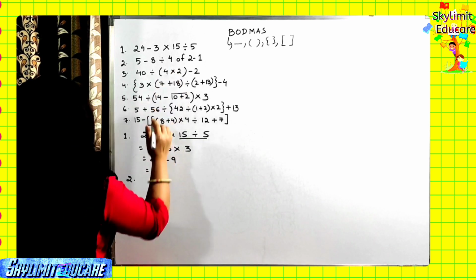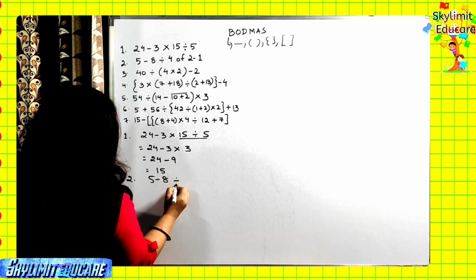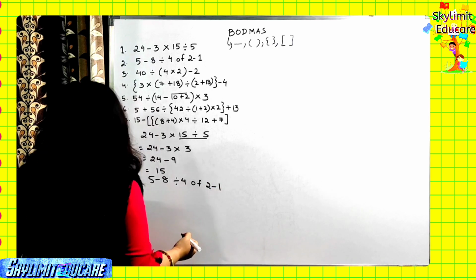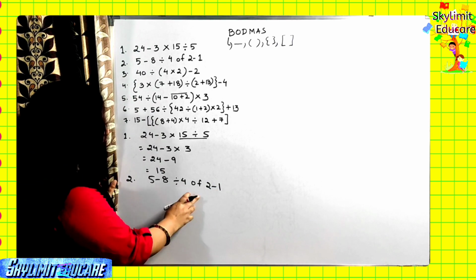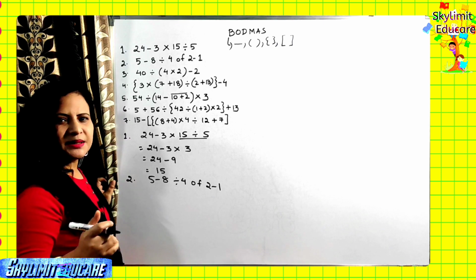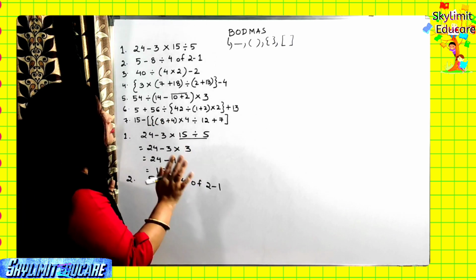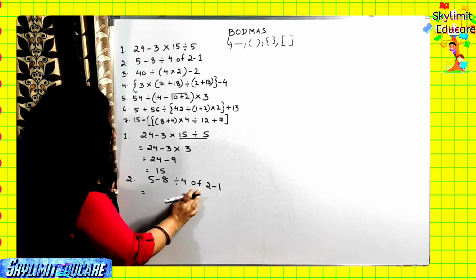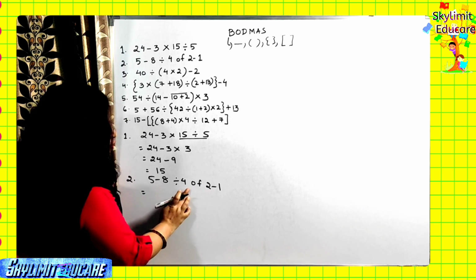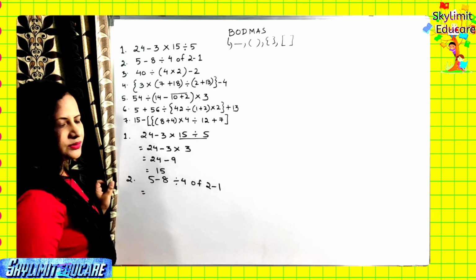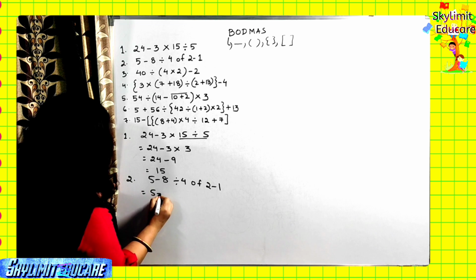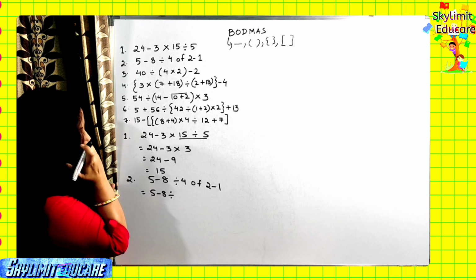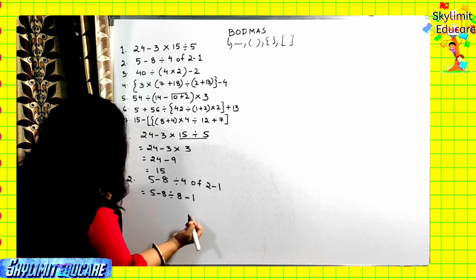5 minus 8 divided by 4 of 2 minus 1, right? Here you have, along with the other operations, you have of. So of is nothing but multiplication, but then of should be solved first, right? So let's come to of directly. So of is in between 4 and 2. So first multiply 4 and 2, right? So 5 minus 8 divided by 4 of 2 is 4 multiplied by 2, that is 8, minus 1, right?